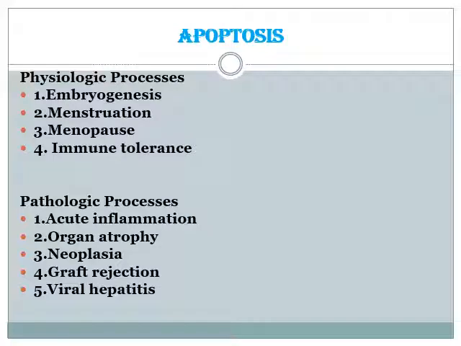Apoptosis is of 2 types, physiological and pathological. In physiological, menstruation, menopause, embryogenesis, and immune tolerance come under physiological processes. And in pathological processes, acute inflammation, organ atrophy, neoplasia, graft rejection and viral hepatitis can cause apoptosis.